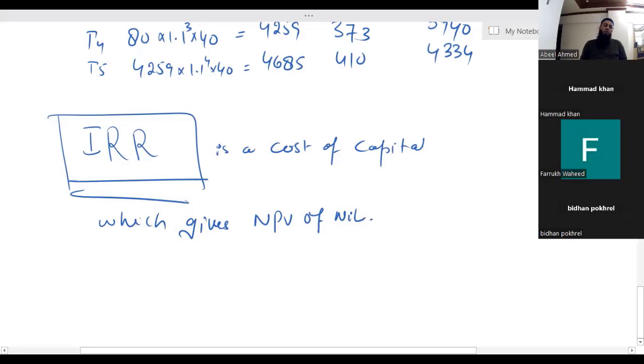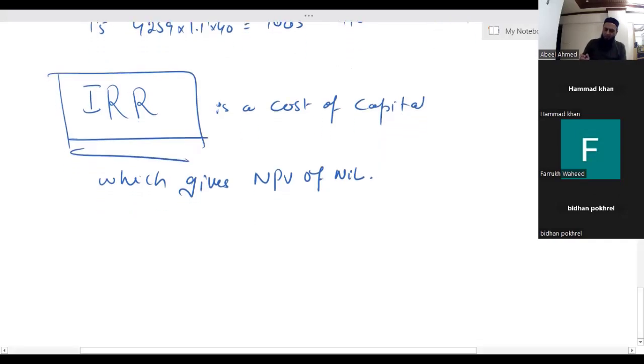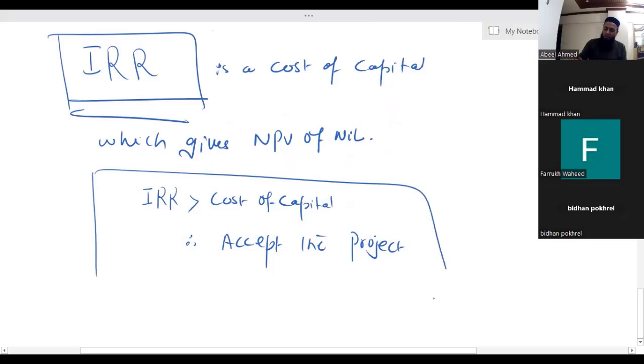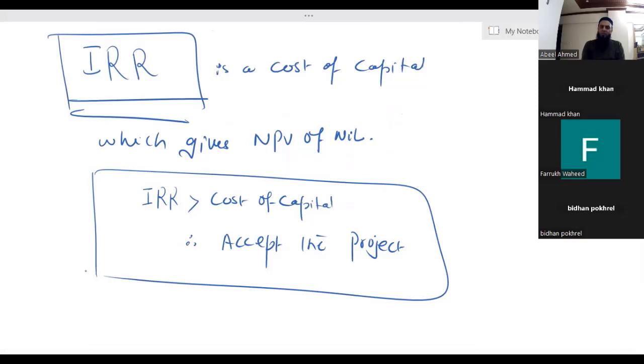Now, relating to IRR, you should know a few things. Number one, if somebody asks you what is the decision criteria in IRR, it's very simple. If the project's IRR is more than the cost of capital, we accept the project. Now listen carefully. This is what normally happens, normally, not always. If IRR is more than cost of capital, normally we accept the project.